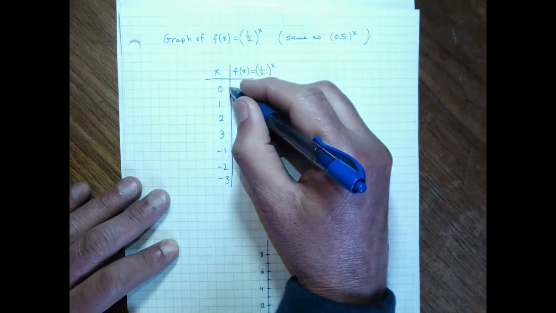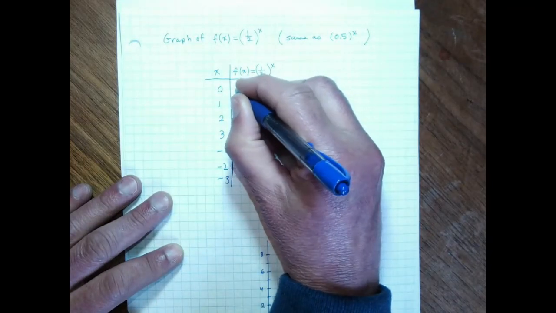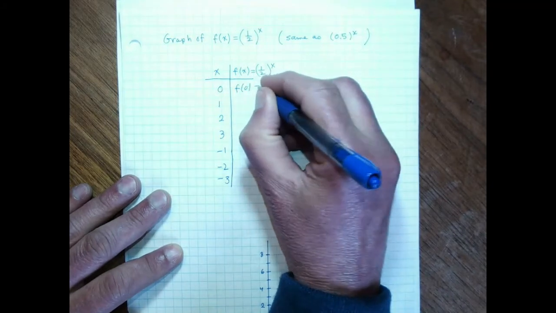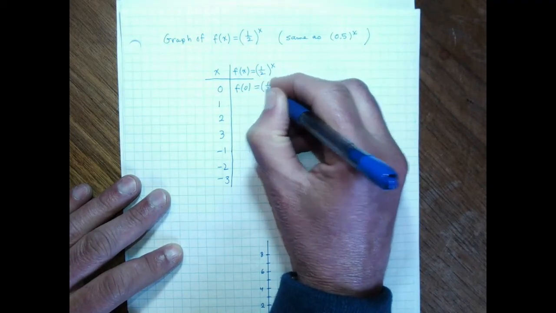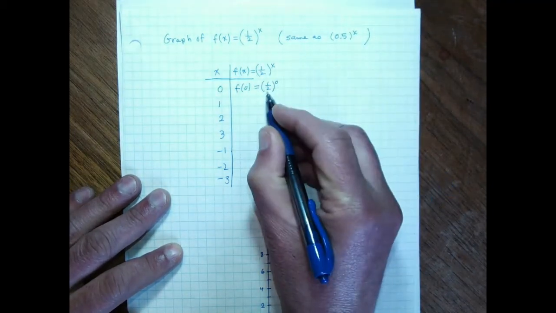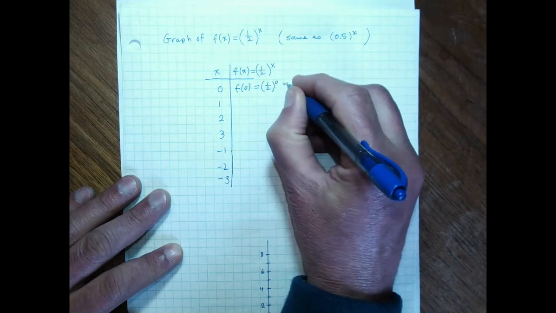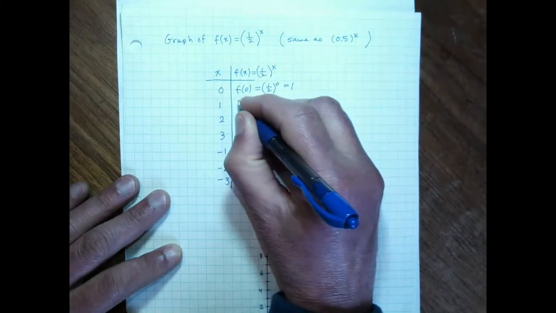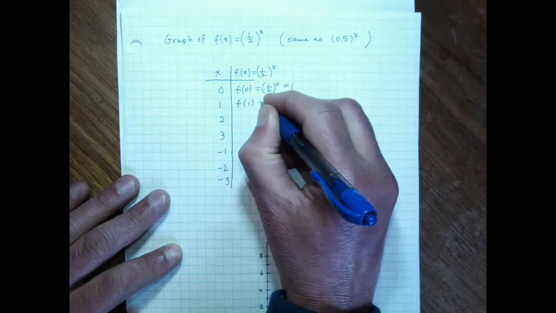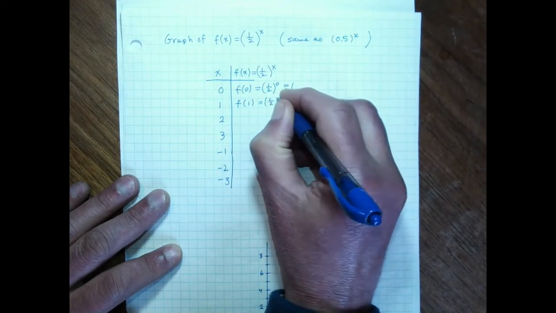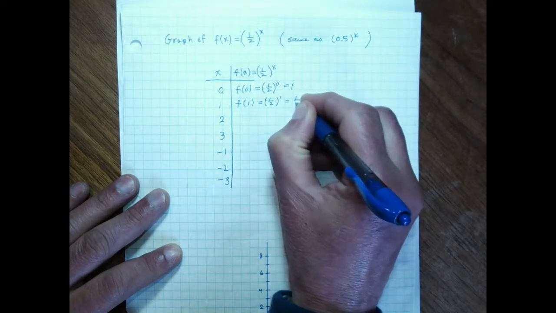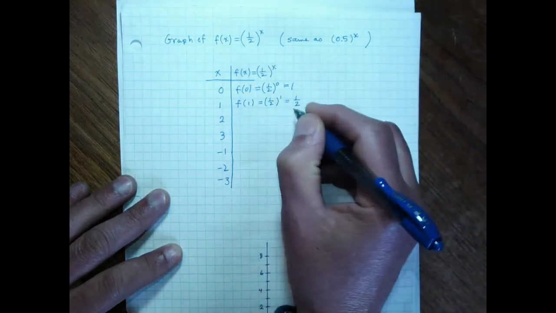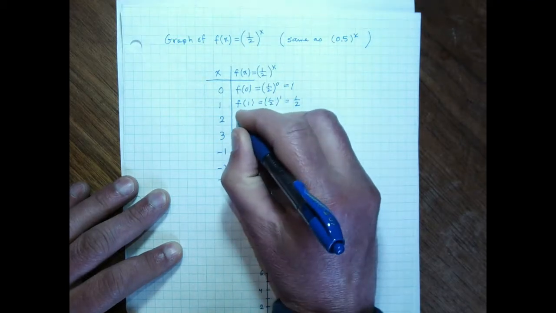Here's my first x value, 0. What we're seeing in all these exponential functions is that when we take a base to the 0 power, we're always going to get 1, no matter what the base is. Now, f of 1: here my base is 1/2. 1/2 to the first power is half. Anything to the first power is itself.